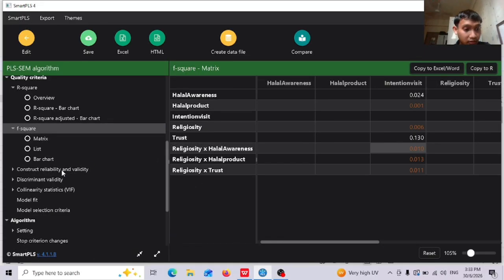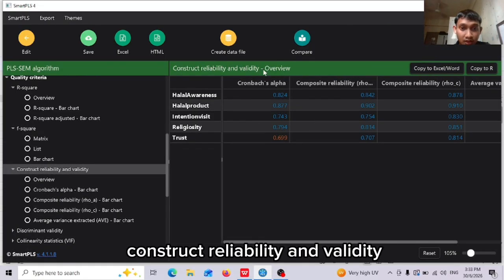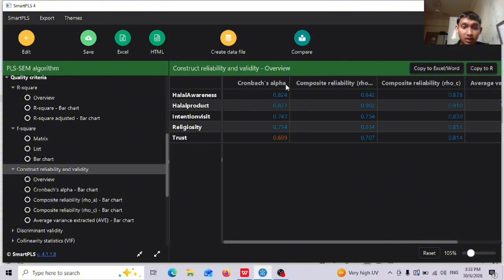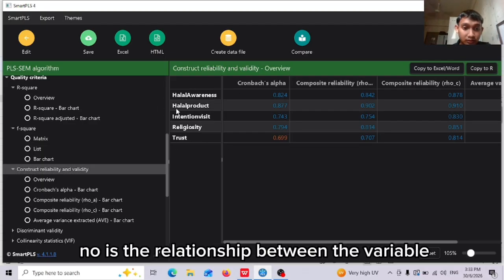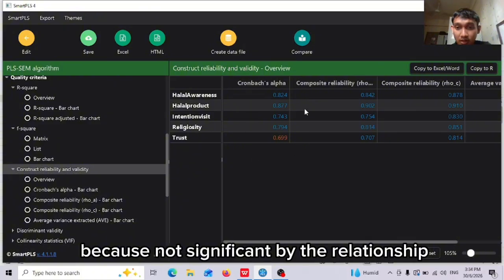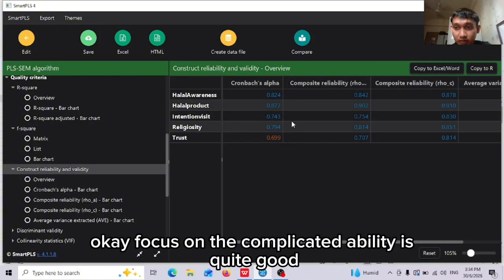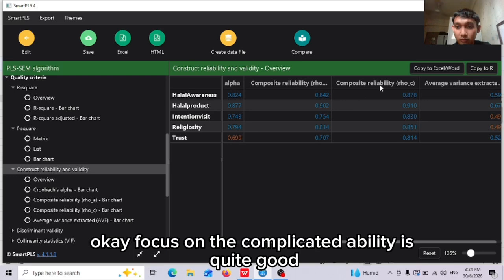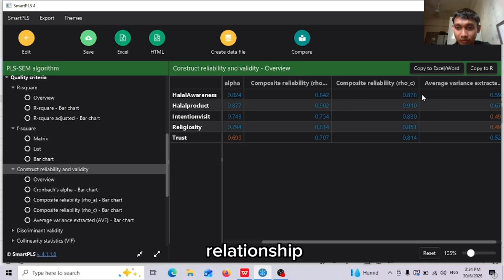So move to the construct reliability and validity. Focus on the Cronbach's alpha within the variable. We have one, trust, at 0.699, which is below 0.7, so it is not significant in the relationship. Okay, focus on the compatibility, which is quite a good relationship.